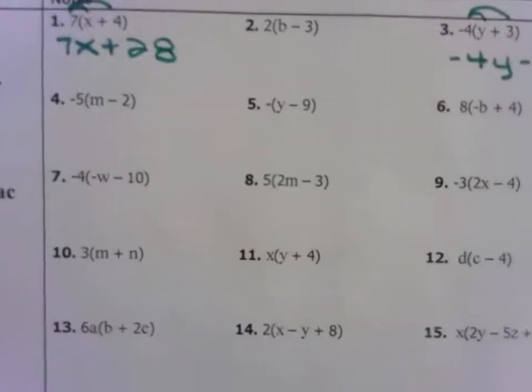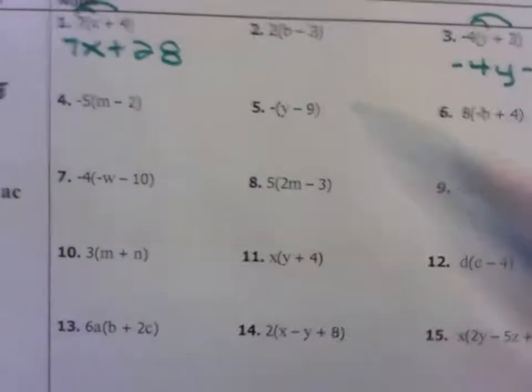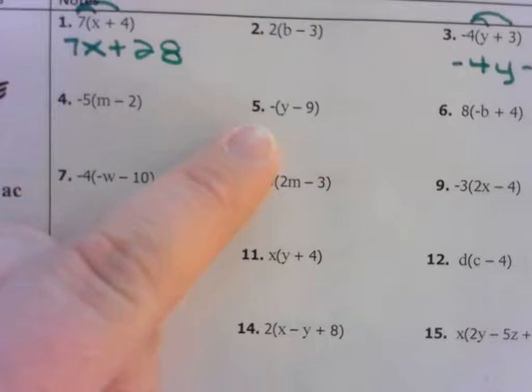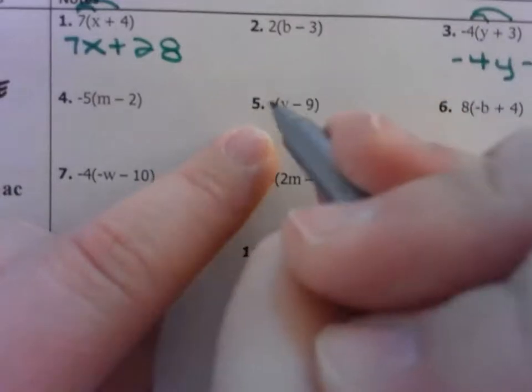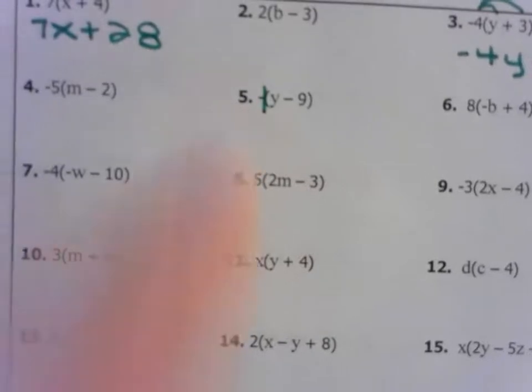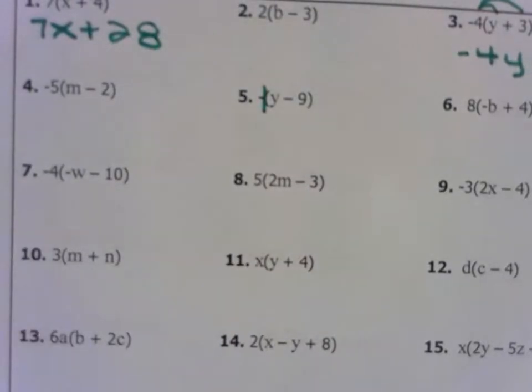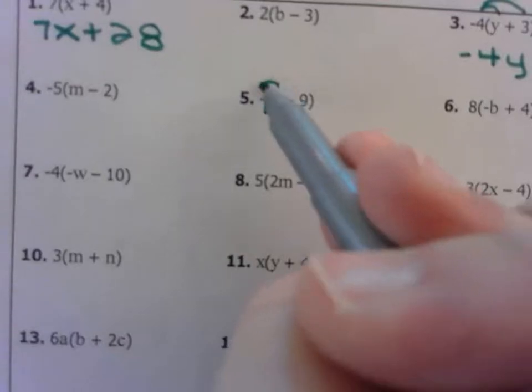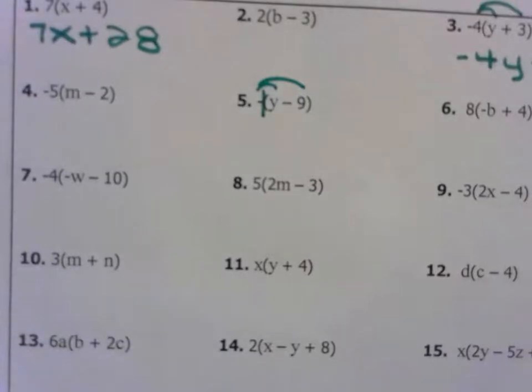I look at 5 real quick. There's a negative times y minus 9. Now, I don't see a number out front. So what number is really out there? 1. So there is understood to be a negative 1 out front. If it helps you to put that 1 there, to think, okay, I'm distributing the negative 1, that's fine. So I take the negative 1 and I distribute it, multiply it by each thing on the inside. Basically, multiplying or dividing by a negative does what?